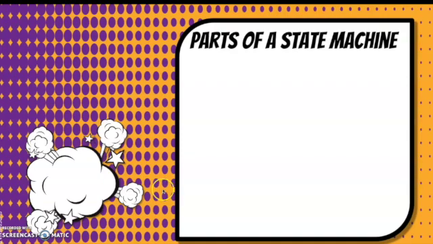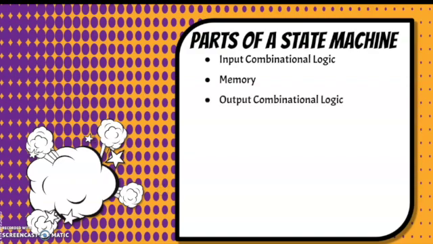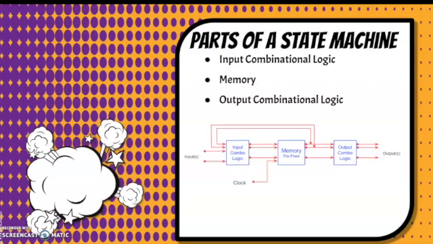Okay, so what are the parts of a state machine? Well, we have the input combinational logic, the memory, which is in the center, and then the output combinational logic. And this is exactly what we just saw on the last slide. So again, we kind of make a sandwich with the combinational logic and the memory, which is sequential logic, using flip-flops in the center. And again, that's all controlled by a clock signal.